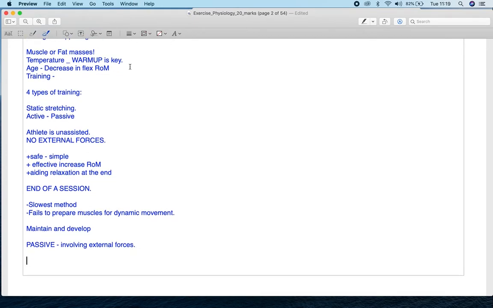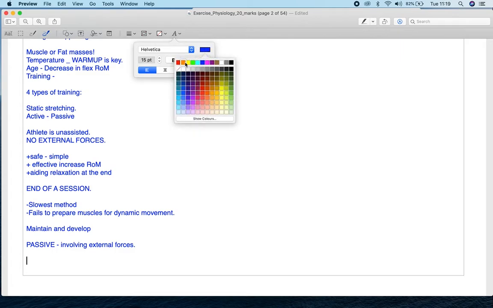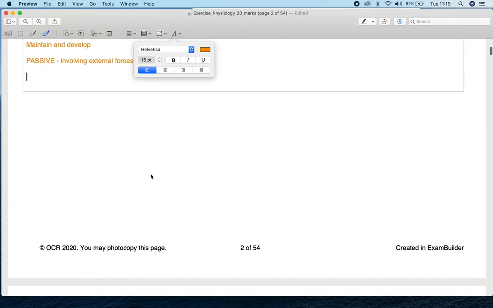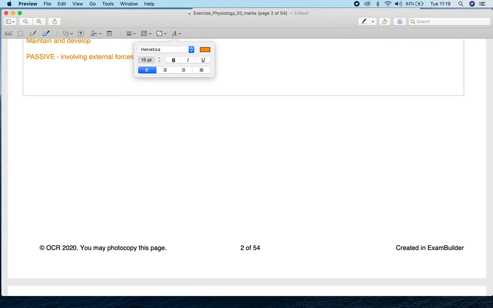I'm going to quickly switch to a different color, just so we look at our second type of training. That's clearly not worked, but we'll shimmy down here anyway. So next one, ballistic.